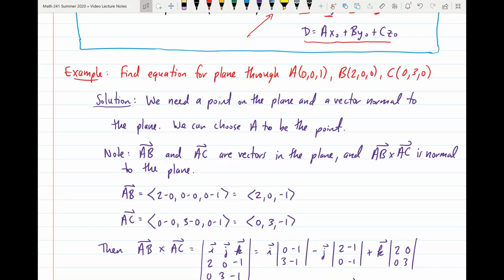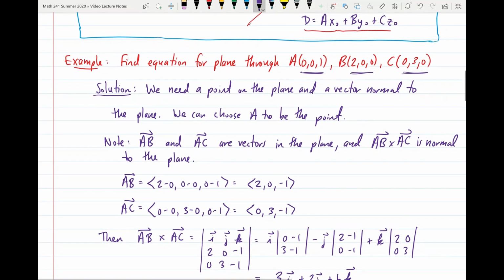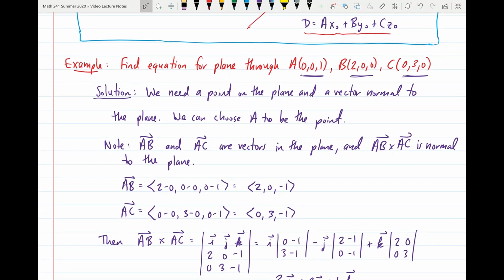points. In this case, we have the points A, B, and C, which are given with the ordered triples listed up here. So to find an equation for the plane, there are 2 pieces of information that we need. We need a point that is on the plane, and we need a vector normal to the plane. So it's easy to find a point on the plane since we're finding the plane that passes through the 3 points that are given to us.